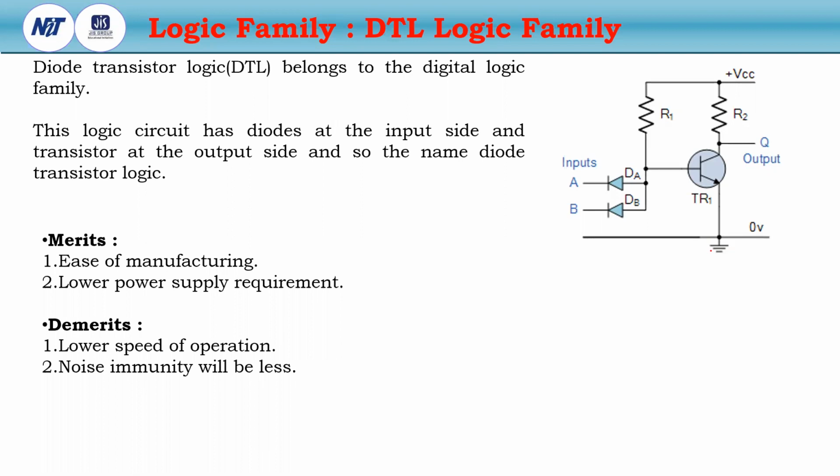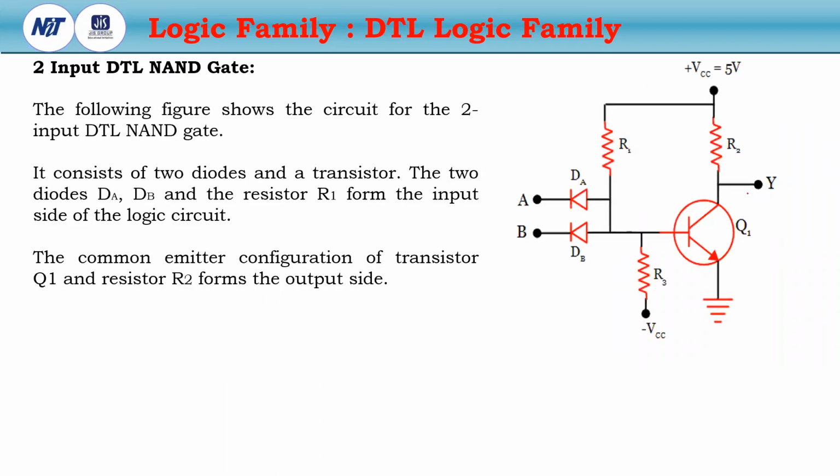The merits of this type of logic family are that it is easy to design and manufacture, and a low power supply is needed due to the low cutoff voltage of the diode. The demerits are the lower speed of operation and the noise immunity is very low. So there are some merits and demerits of DTL.